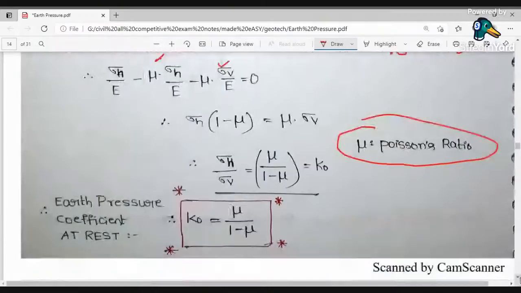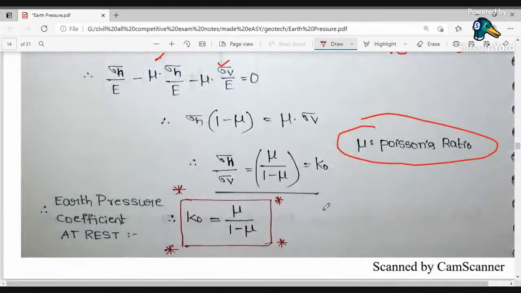So here it took Poisson's ratio, right? So we can get that the coefficient of earth pressure at rest is related to Poisson's ratio, and its value is mu by 1 minus mu.